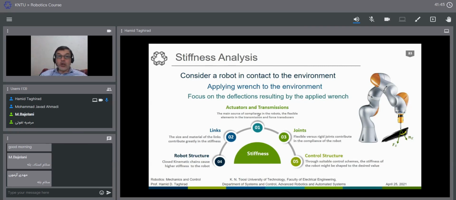Consider this part of the system. Now we have a number of joints and the structure. How can this flexibility aggregate to each other and give us a complete stiffness? This is the stiffness analysis that we do. And again, the Jacobian matrix becomes very, very important in here, and contributes amazingly to that. Now, among all these parameters, let's consider the actuator and transmission as the main source of the flexibility in the system.